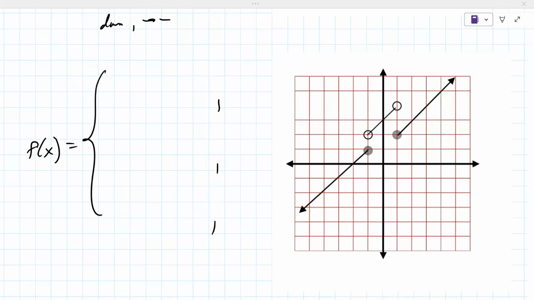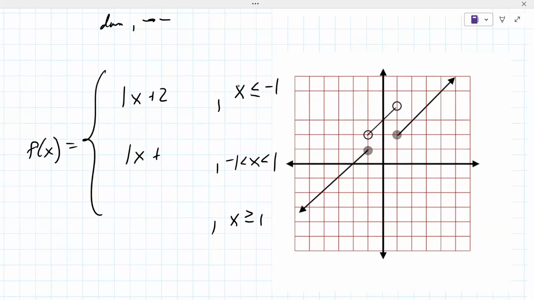All right, just because we are running out of time here, I'm going to throw in the solution here in case you want to look at this later. So the first one here is 1x plus 2. Next one is 1x plus 3. And the last one is 1x plus 1, like that.